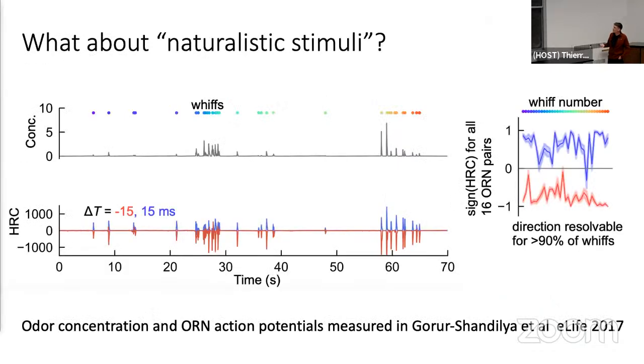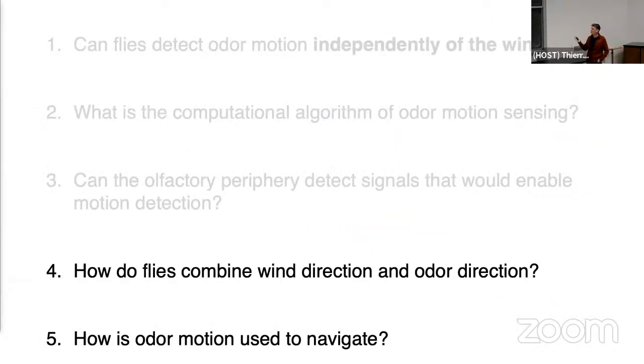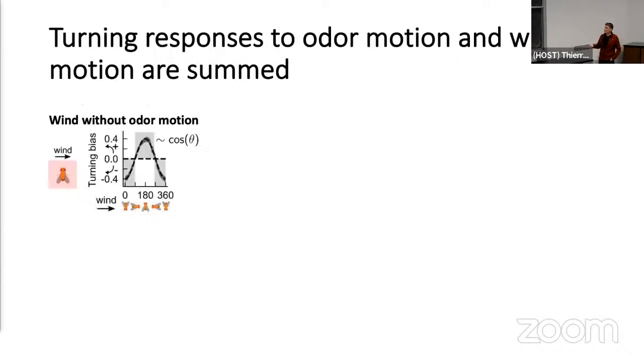I'll pass over that. So then how do the flies combine wind direction and odor direction? We know that they can detect the wind from previous studies, and now we discovered that they can also detect the motion of the odor. So you can do an experiment where you have wind and you flash the whole arena with a signal that illuminates the 2 antennas simultaneously. So there's no delay between the 2. So this fly just knows there's odor, but doesn't know where it comes from. They cannot detect the odor motion.